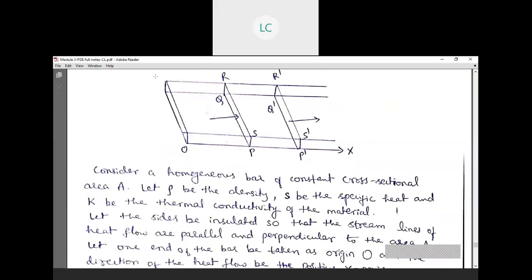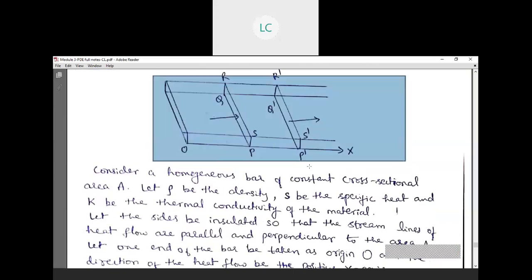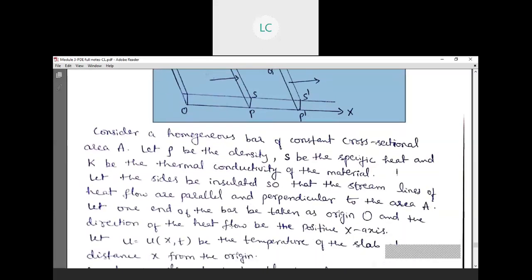This is the bar, a homogeneous bar. Let s be the specific heat, rho be the density, K be the thermal conductivity. These are all standard values, standard notations. Conductivity of the material. Let the sides be insulated so that the streamlines of heat flow are parallel and perpendicular to the area A.